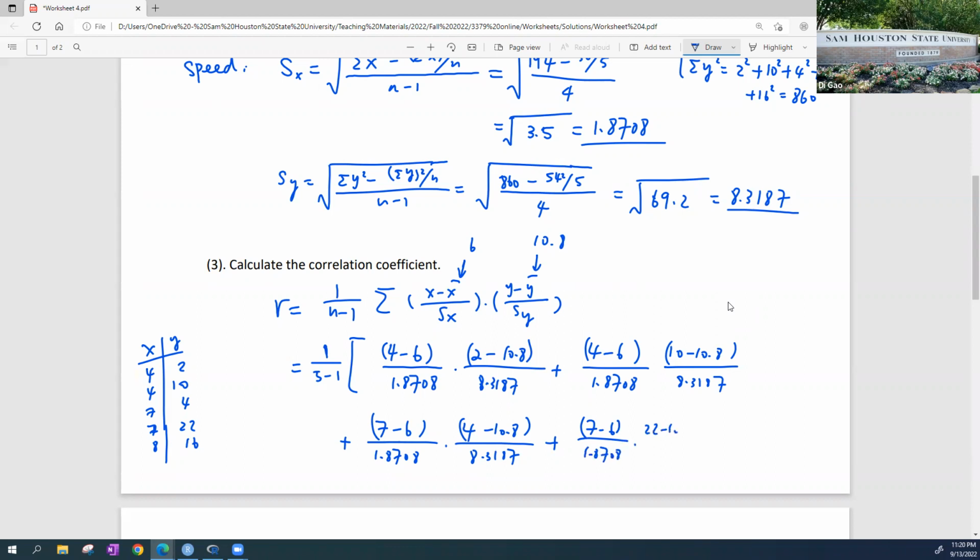times 22 minus 10.8 over 8.3187. And then the last term, 8 minus 6 over 1.8708 times 16 minus 10.8 over 8.3187. That's a big sum. And then divided by 4, that's our R. So 1 over 4 times the sum. And now let's calculate the sum. Use the calculator.